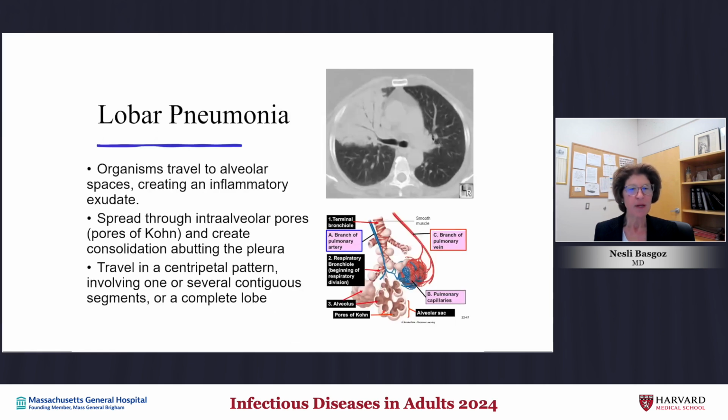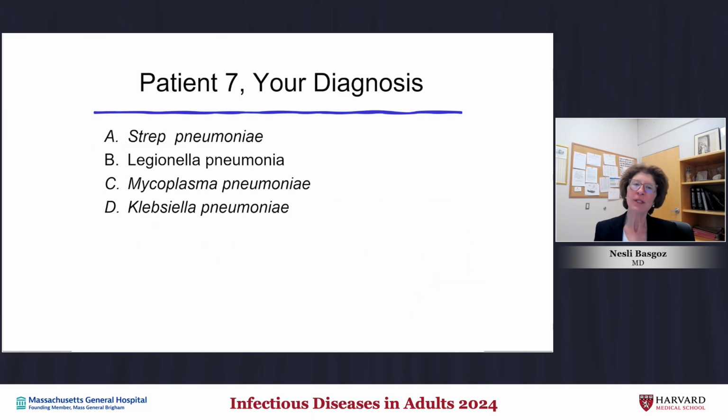And this is an example of lobar pneumonia, and the pathogenesis here is that the organisms travel to the alveolar spaces and create an inflammatory exudate. They spread through intraalveolar pores, so-called pores of Kohn, and create consolidation abutting the pleura. This may involve several contiguous segments, or as seen here, a lobe. You see the airspace disease and the consolidation here. So what do you think this patient has?